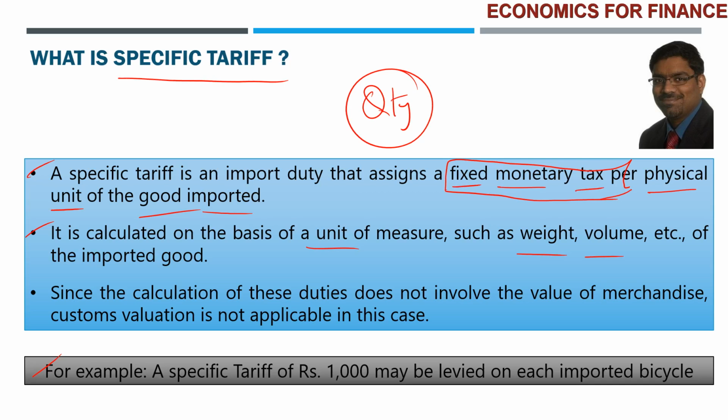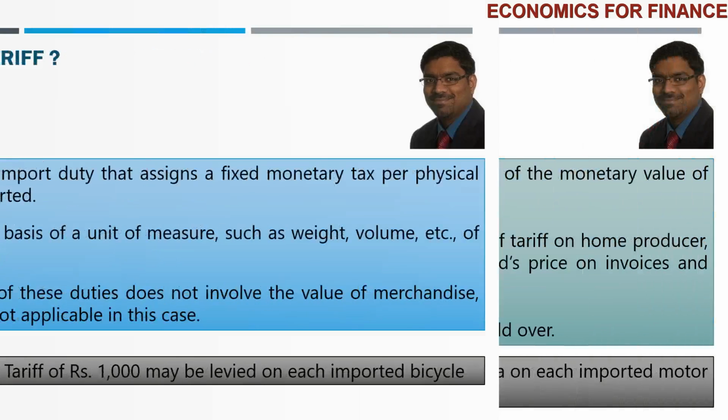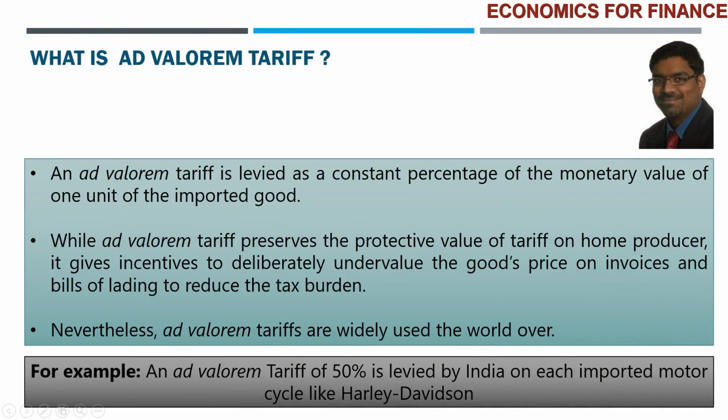monetary tax per each physical unit of the good imported, and it is based on a unit of measure like weight, volume, etc. Since the calculation here does not involve the value of the merchandise, customs valuation is not applicable in this case. What is the value of the merchandise? That doesn't matter. That's what is specific tariff. Simply a tariff based on the quantity than amount of the goods imported. The opposite of that is ad valorem tariff. Ad valorem, at value. On value we can say.